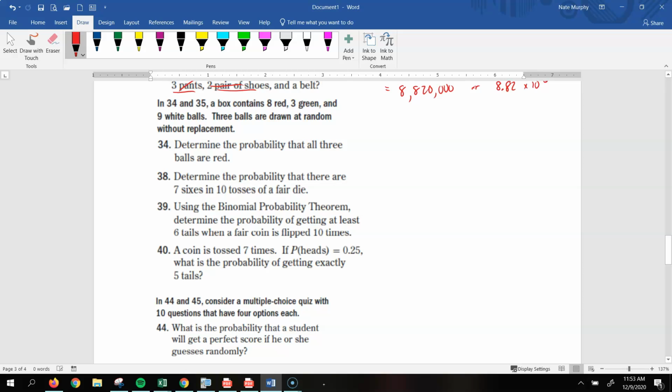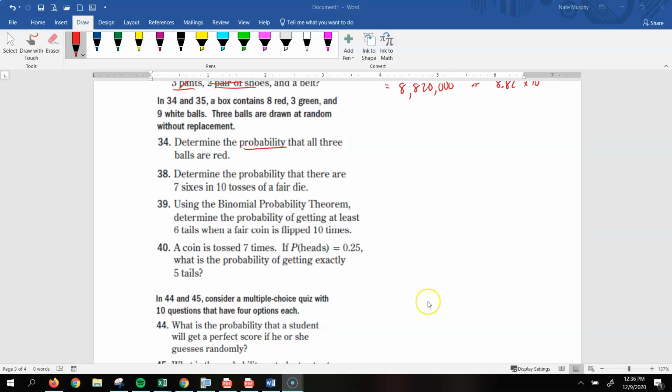All right, let's look at number 34. It says determine the probability that all 3 balls are red. So what's going on here? We have a box with 8 red, 3 green, and 9 white balls. 3 balls are drawn at random. So we want to find the probability that all 3 balls are red. Now, anytime we deal with probability, and it's not a binomial probability, so this is not a binomial probability here. And the reason why it's not a binomial probability is we have the red, the green, and the white balls. We have 3 different colors here as opposed to just having 2 possible outcomes.